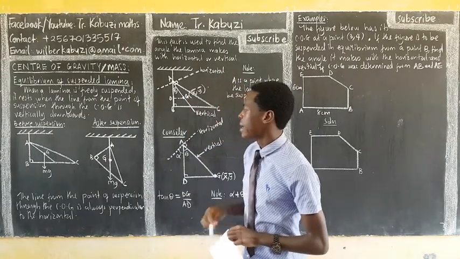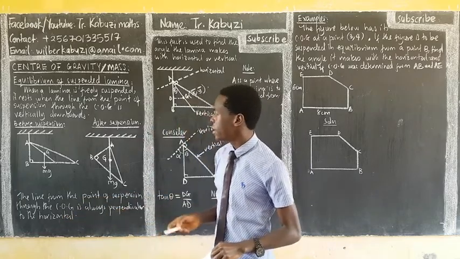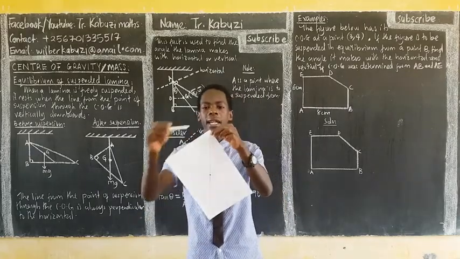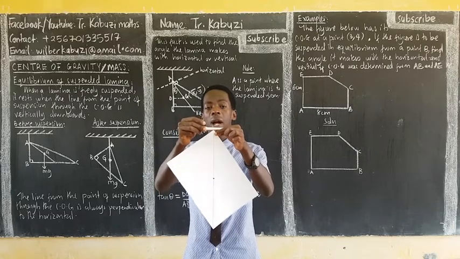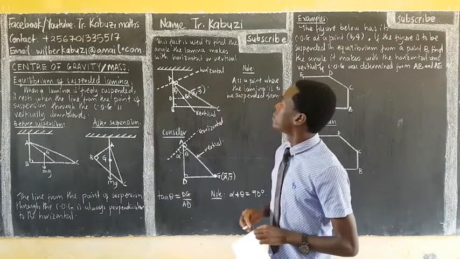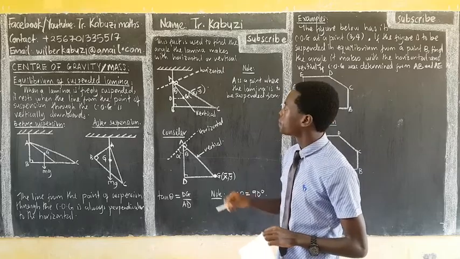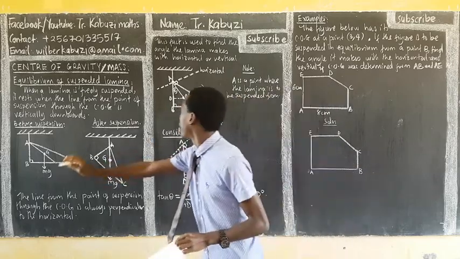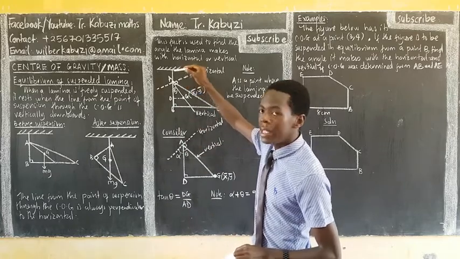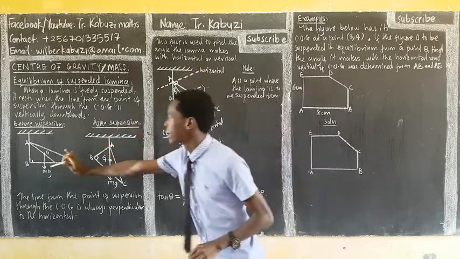Now, the line from the point of suspension through the center of gravity is always perpendicular to the horizontal. So you see, after suspending it, of course this is vertical. It means that if this is horizontal, those two are going to be perpendicular to each other. This part is used to find the angle the lamina makes with the horizontal or vertical. How? If I have this case here, of course my center of gravity is there. Now, because I know that when I suspend it, this line is going to pass through the center of gravity. This is now the case before I suspend it.